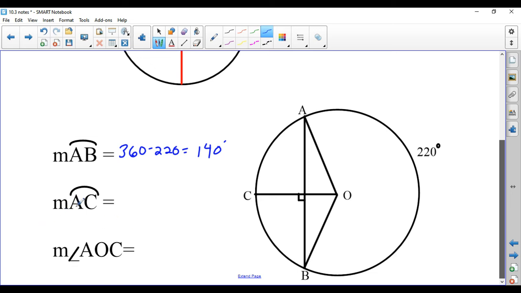Then I want to find the measure of arc AC. What we see here is O to C, that's a radius, which is part of a diameter, that is perpendicular to the chord AB. So it has to bisect the chord and the arc, which means each of these arcs must have a measure of 70 for them to add up to 140. Then we want the measure of angle AOC. Angle AOC is a central angle whose intercepted arc has a measure of 70, therefore the central angle is also 70.